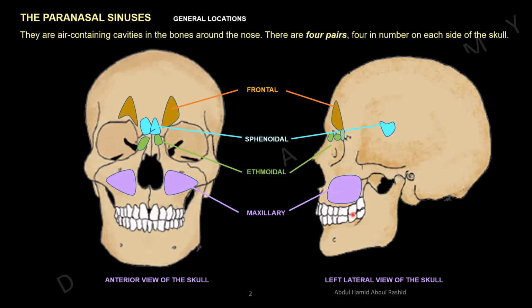So if you see from lateral side, this is the frontal sinus, high up in the frontal bone. This is the sphenoidal sinus, far back in the body of the sphenoid. Ethmoidal sinuses, 3 groups on each side, anterior, middle, and posterior. And maxillary sinus, the lowest but the biggest and most clinically important, inside the body of the maxilla.